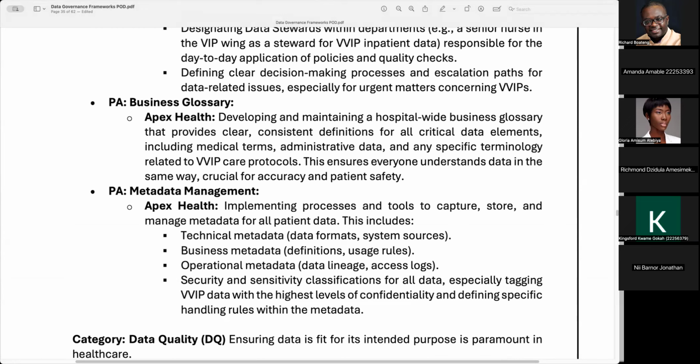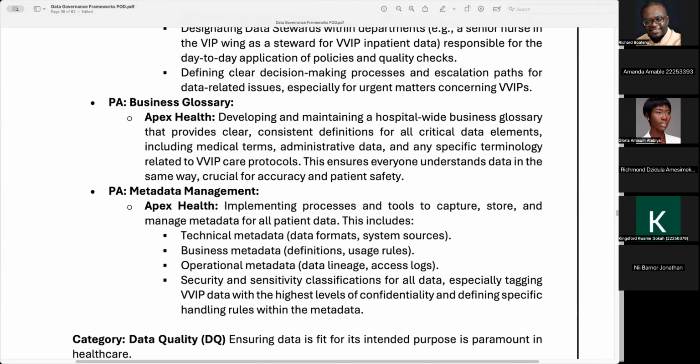The Data Quality Strategy PA mandates developing a specific, documented strategy with extremely high, potentially zero tolerance, targets for errors in critical VVIP data fields, like allergies, medications. It requires a clear plan for measurement, monitoring, and continuous improvement of data quality. And the actual quality work?